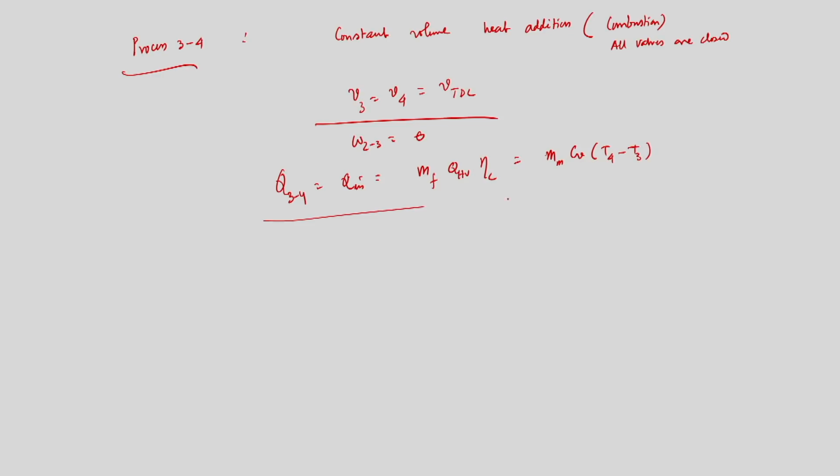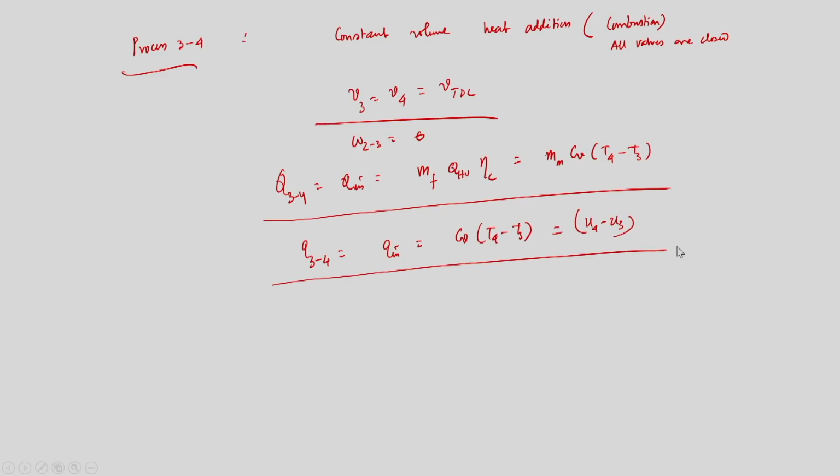So, this is the Q in, but small q3 to 4 that equal to what? That is equal to Q in, that will be equal to CV into T4 minus T3. So, this is essentially U4 minus U3. So, this is the heat addition in the combustion process, and this T4 is equal to T max, that can be seen from TS diagram, and P4 is equal to P max. So, this is process 3 to 4, that is constant volume heat addition process, fine.